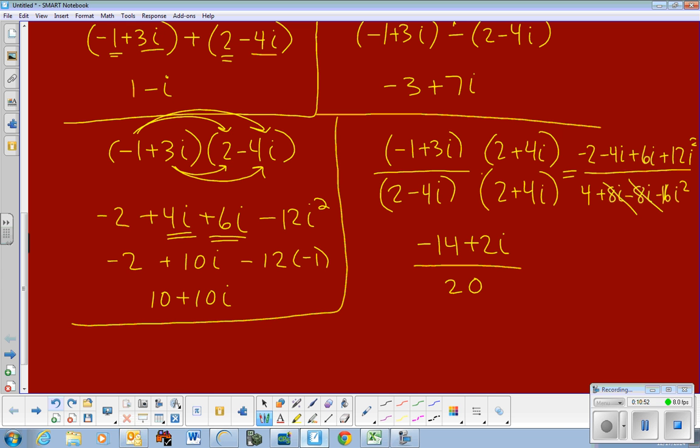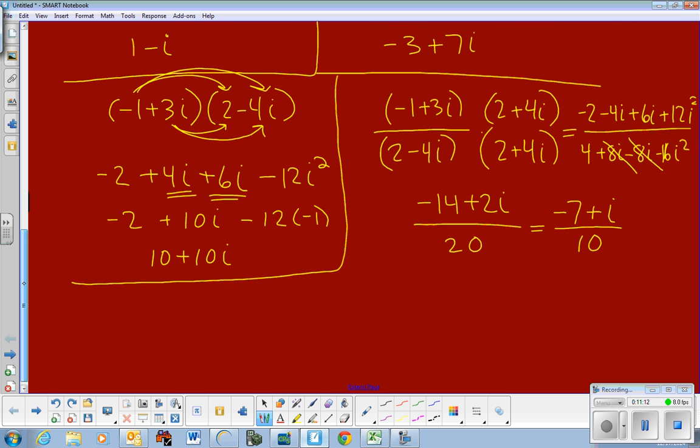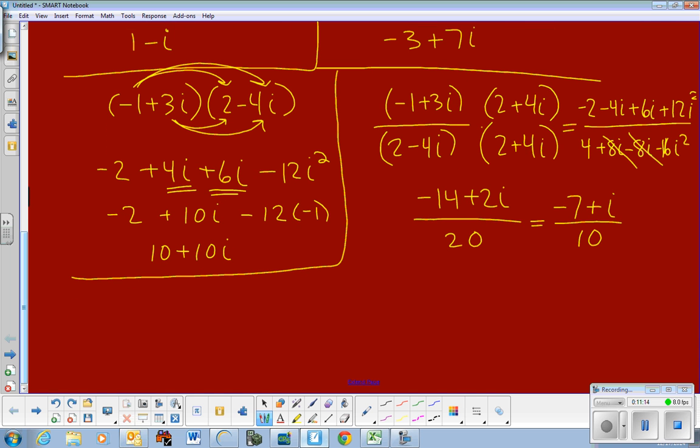And since 2 goes into all of those, I can do negative 7 plus i over 10. A common mistake would be, let me cancel those and make that a 7 and a 10, but leave the 2. If you're going to divide, you're going to divide everything by 2. Don't leave out any parts. So negative 7 plus i over 10, that would be really just fine, but to keep the pattern going of a plus bi, negative 7/10 plus 1/10 i. Just in case the question asks for it to be in that form.